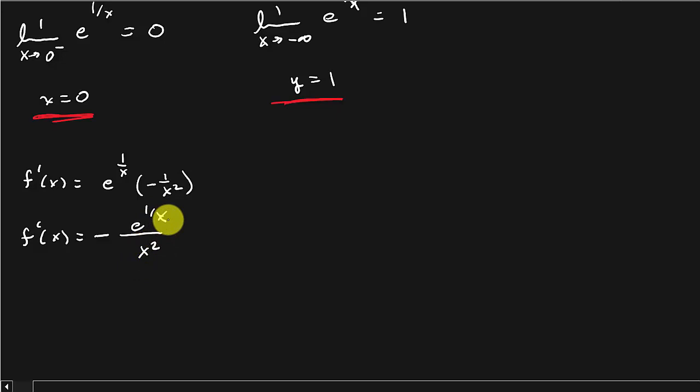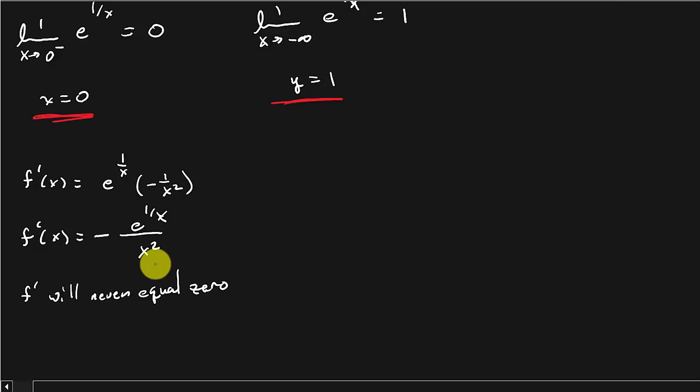So there's my derivative. Remember, what we do is we set the derivative equal to 0. Well, f prime will never equal 0, because it's 0 when the numerator is 0, right? Well, the numerator will never be 0.